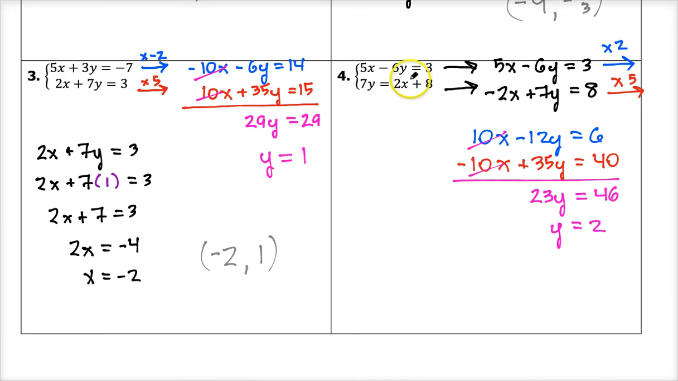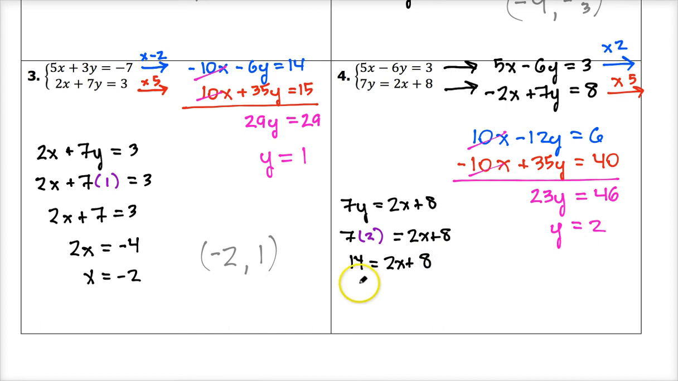And now I take one of my original equations. Let's take the second one. 7y equals 2x plus 8, and I substitute a 2 back in for y. So this would be 7 times 2 equals 2x plus 8. I get 14 equals 2x plus 8. Subtract 8 from both sides, I get 2x equals 6, and so therefore x is equal to 3, and my ordered pair is 3, 2.